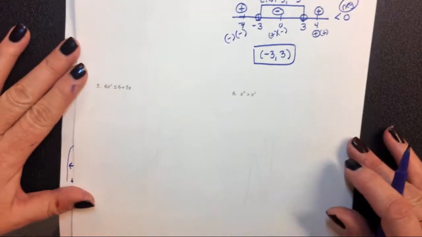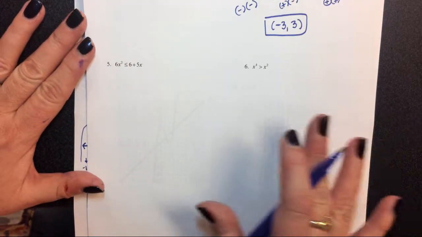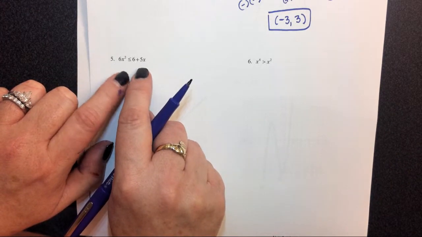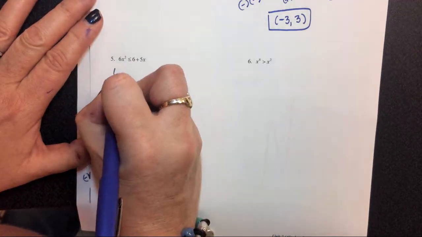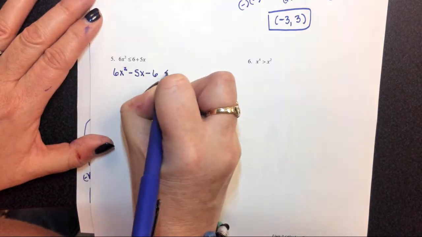Let's look at number 5. So again, ladies and gentlemen, what do I have to have on one side of this inequality? What do I want to have on the right? I want to have a 0. So subtract your 5x and I'm going to subtract my 6.